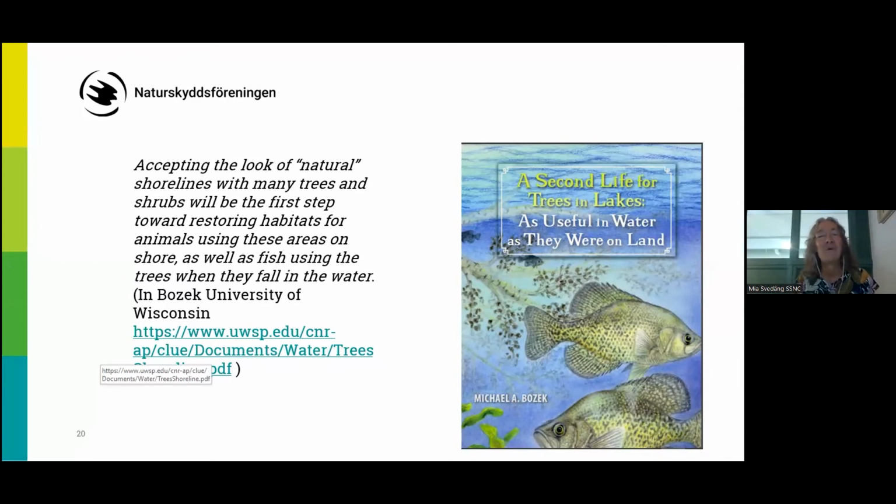So one of my main takeaway messages today is not to tidy up too much, to let the trees and bushes and twigs and so on fall down into the water, because that's really good for animals, both fish and other animals living in the water.